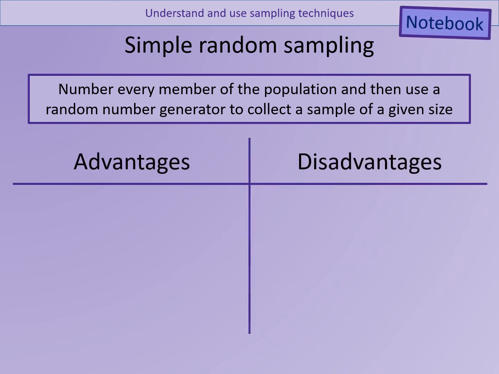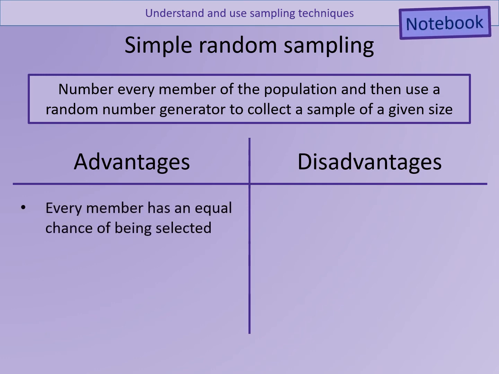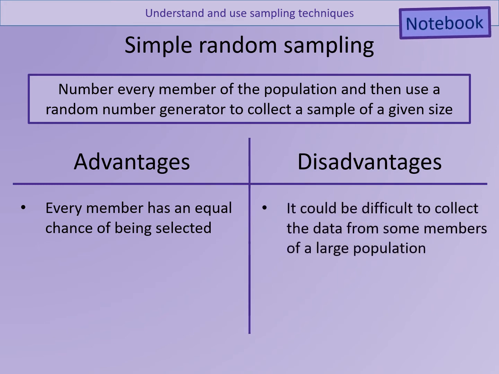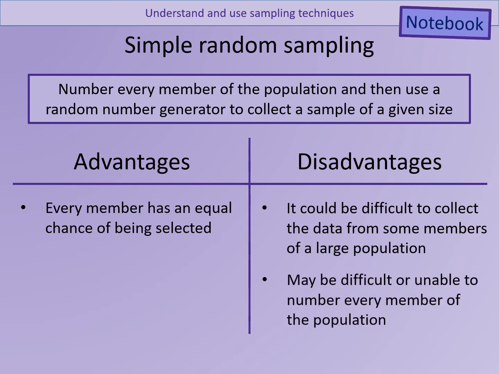So this method has advantages and disadvantages. First of all, the advantages: every member of the population has an equal chance of being selected. But a disadvantage would be it could be difficult to collect the data from some members of a large population. Also, it may be difficult or unable to number every member of the population.